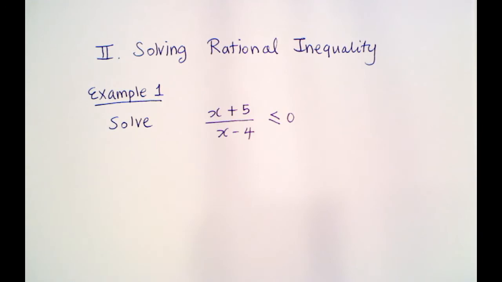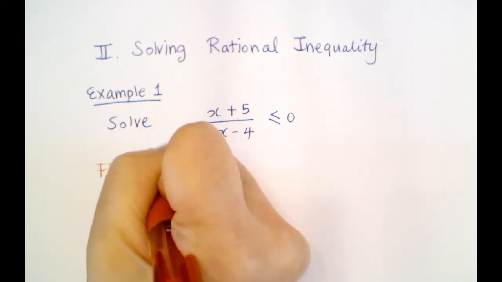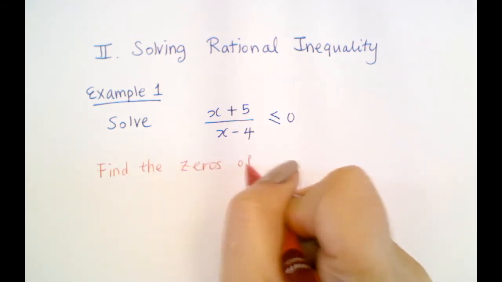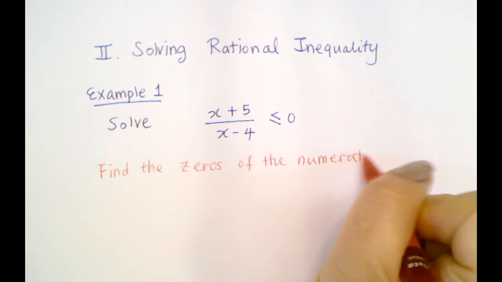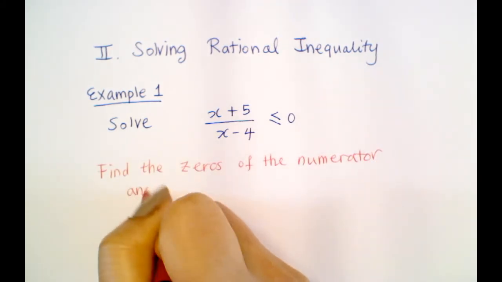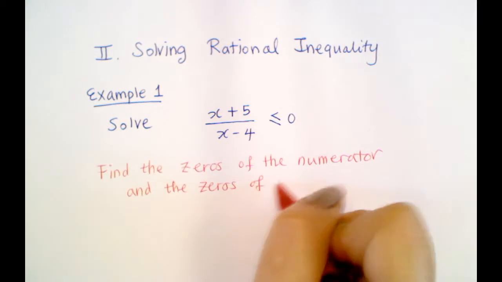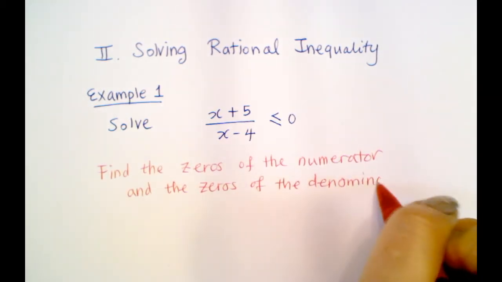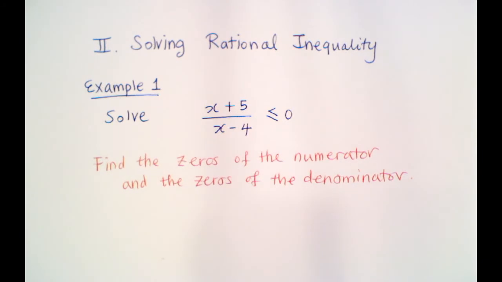Find the zeros of the numerator and the zeros of the denominator. Okay? And these numbers are going to be our boundary points.